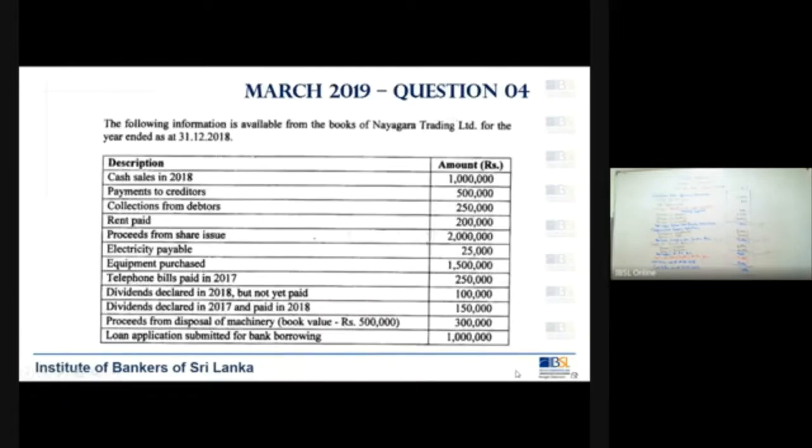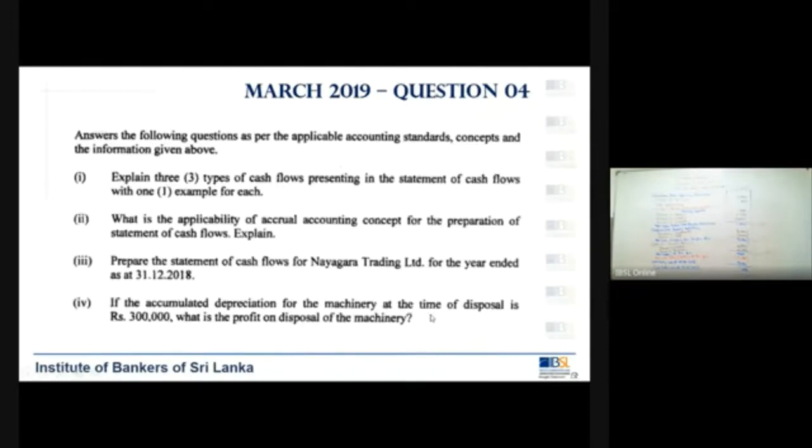Right. So they have given us some details. The following information is available from the books of Niagara Trading Limited. Now this is for a company for the year ended 31st December 2018. So they are talking about a financial year ending 2018. Right. Now let's go to the questions first before answering, looking at the table. Look at the questions.